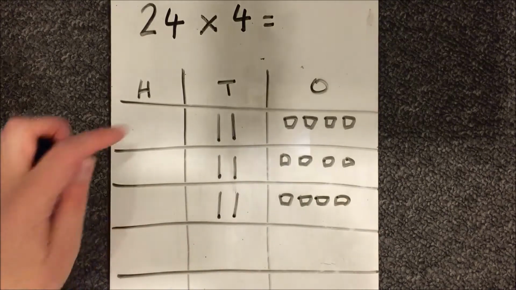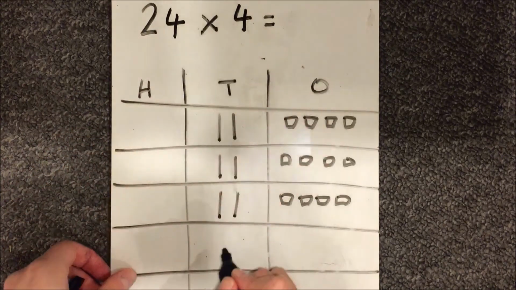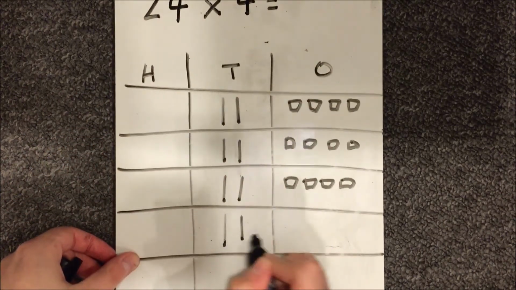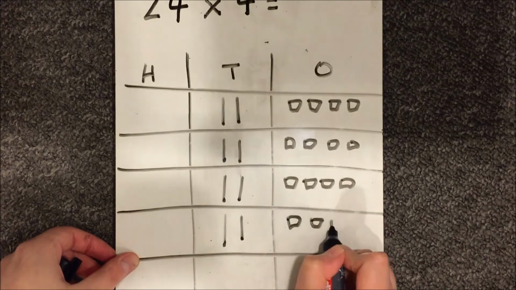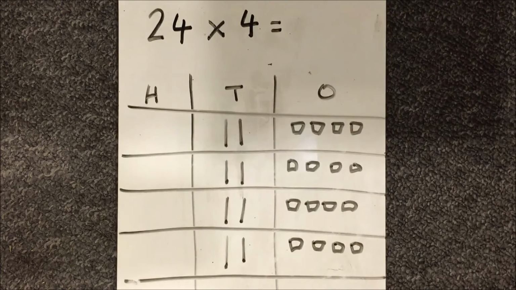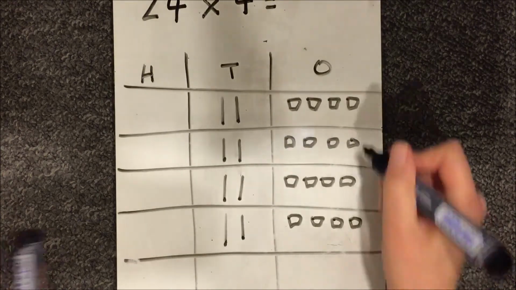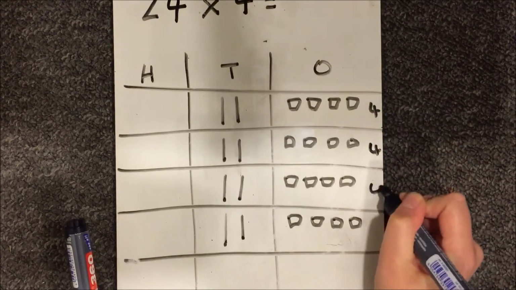How many groups do I have now? 1, 2, 3 groups of 24. One more group to go. 10, 20, switch, 21, 22, 23, 24. Got that? What do I need to do next? I need to add up my ones column. Remember, I've got 4 in each one, so I can count in 4s.